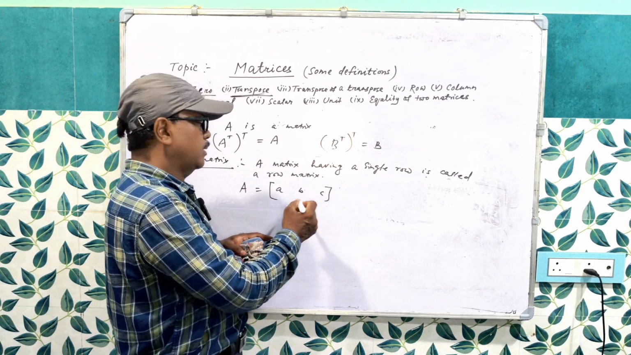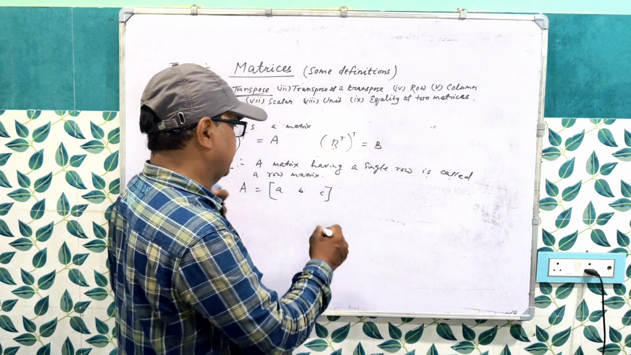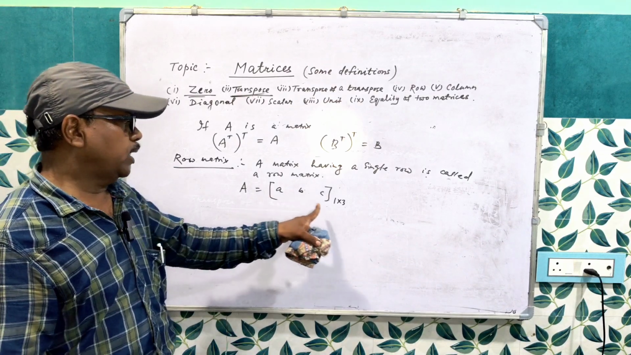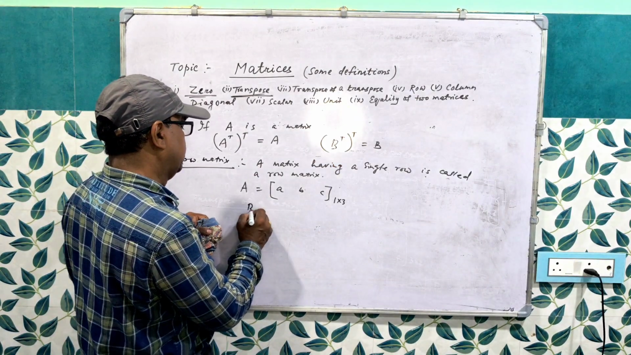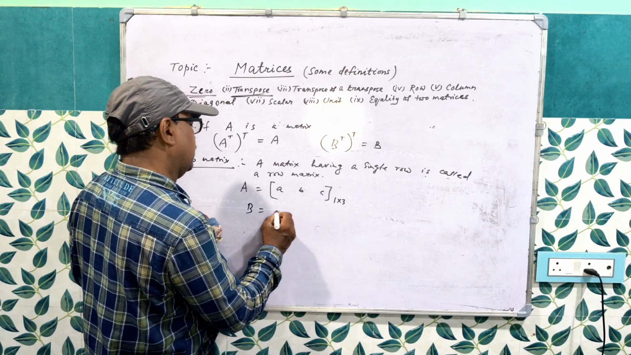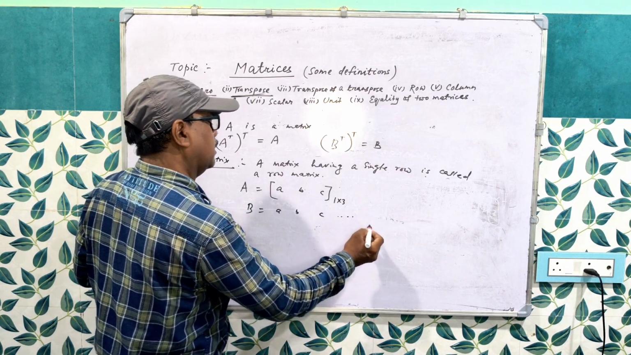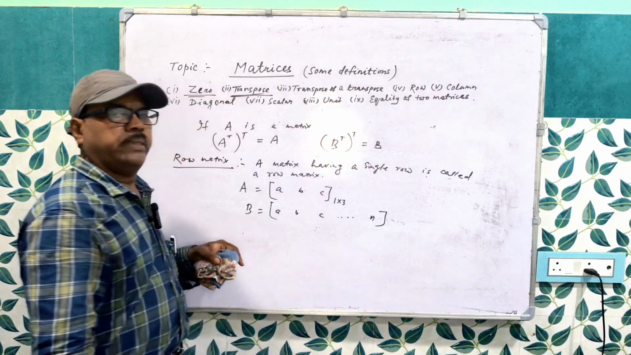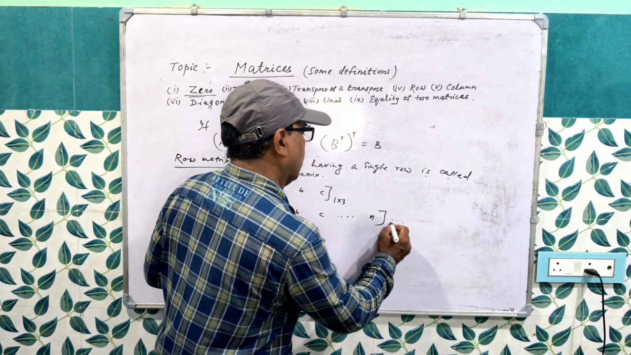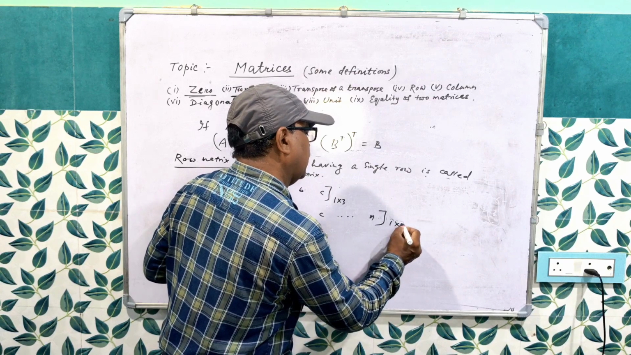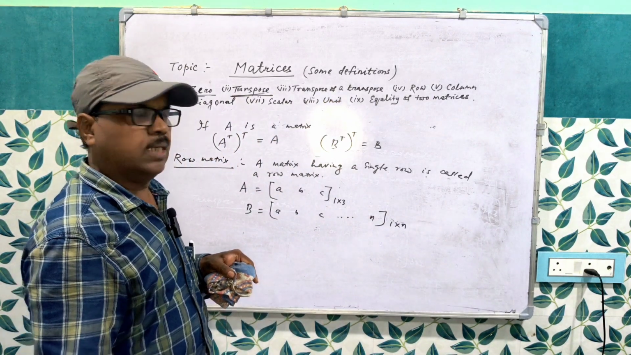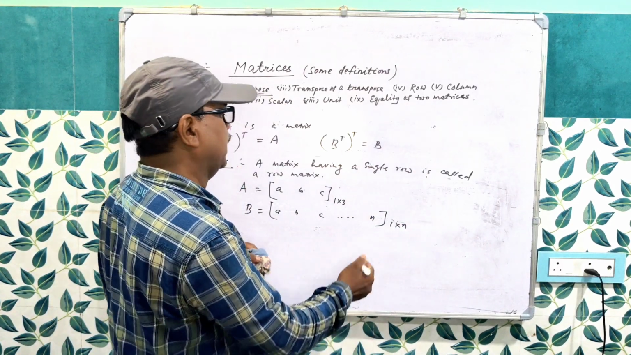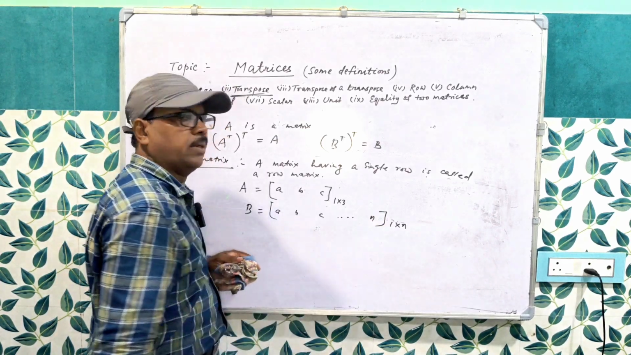Suppose it has only one row and columns, its order is 1 into 3. A 1 by 3 matrix is called a row matrix. Similarly, suppose B is a matrix A, B, C up to n. It is also a row matrix, and its order is 1 cross n. Single row, and there can be more than one column; there are n columns, so the order is 1 into n.